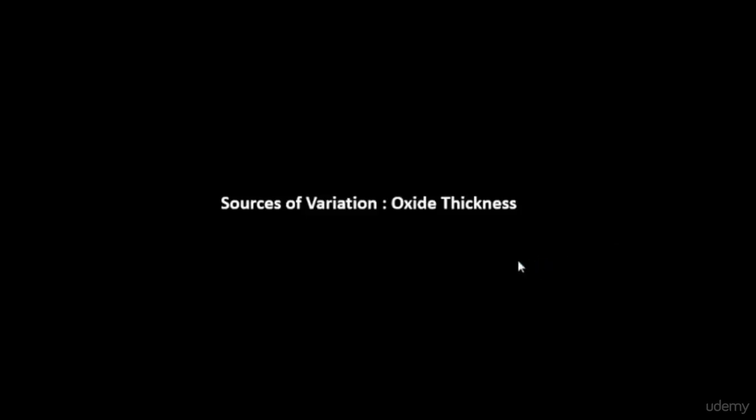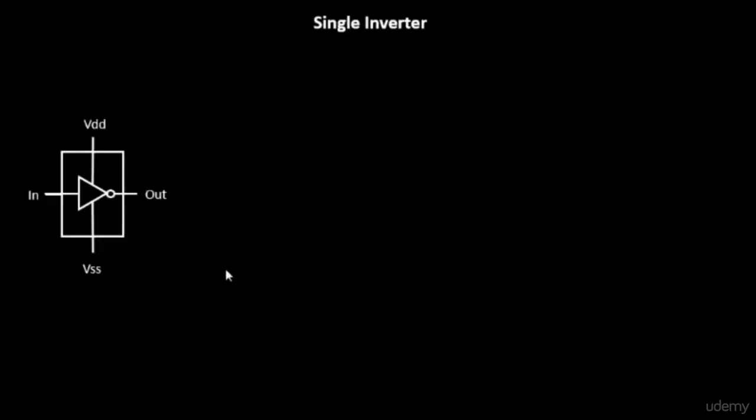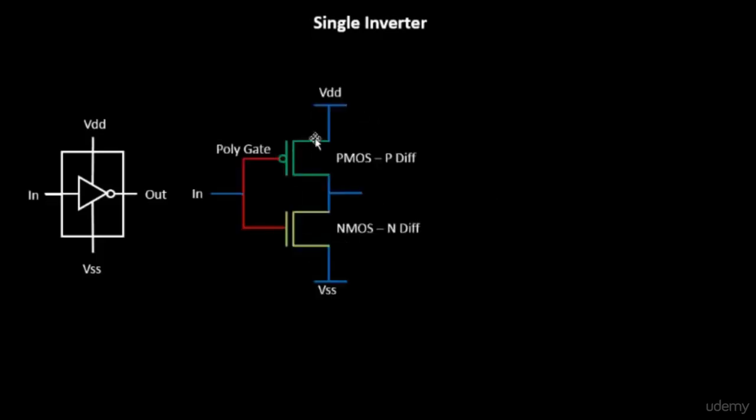Hello everyone. Let's continue into looking at different sources of variation. So the second source of variation is the oxide thickness. Let's begin with an inverter itself because this is a very good example to look into each and every attribute of a MOSFET. When you expand this particular inverter, you'll have a PMOS and NMOS, as we explained in the previous video.